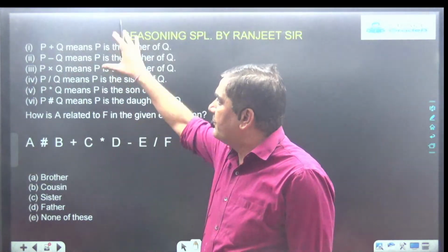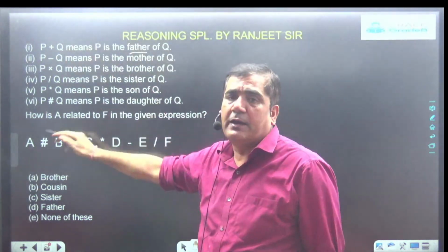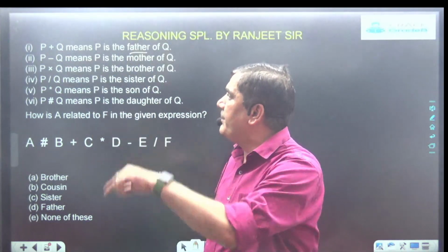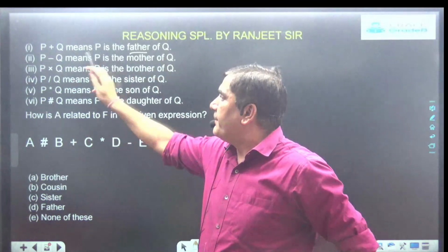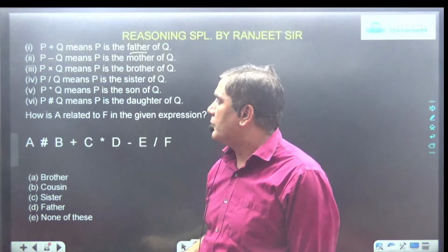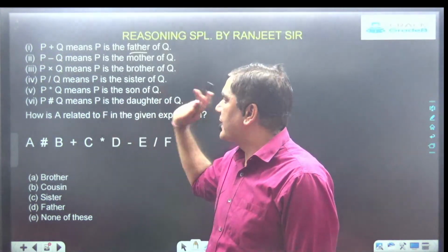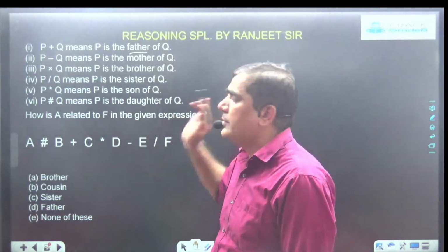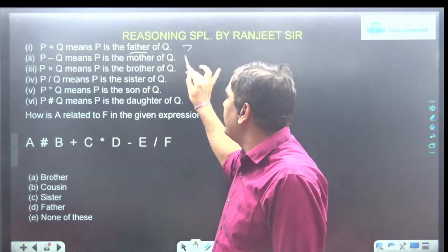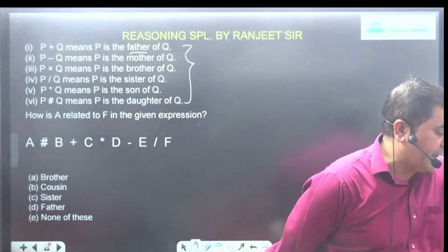Now here they will give a relation with respect to some symbol. See here what they are saying: P plus Q means P is the father of Q. P minus Q means P is the mother of Q. P cross Q means P is the brother of Q. P division Q means P is the sister of Q. P star Q means P is the son of Q. P hash Q means P is the daughter of Q. This direction will be given to you in the exam.